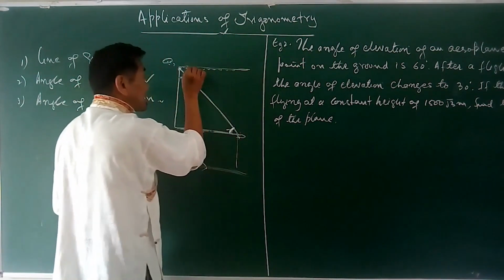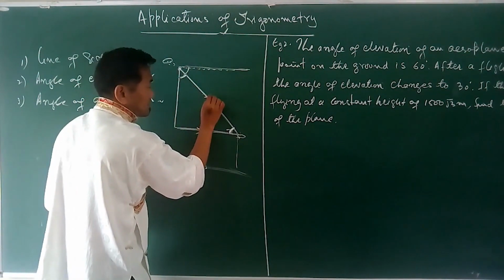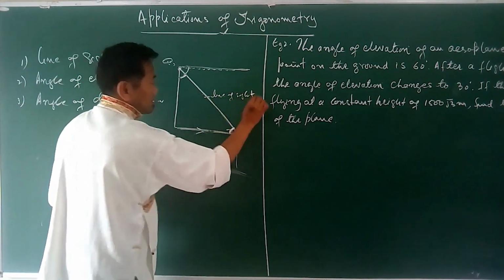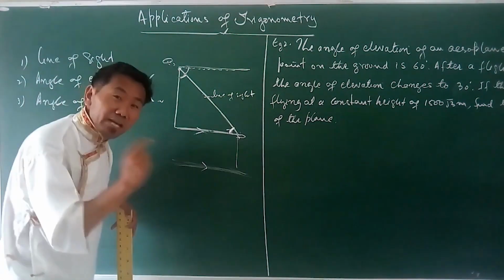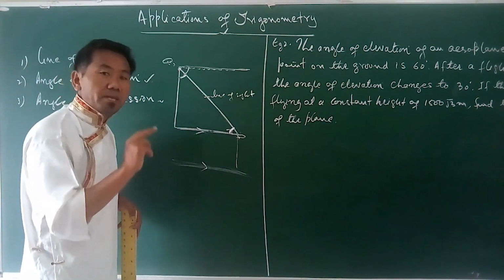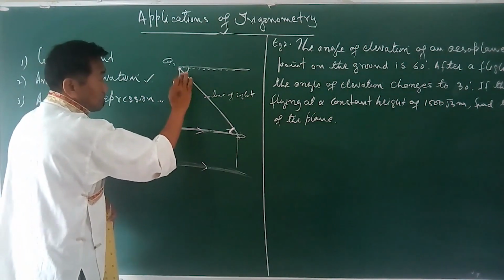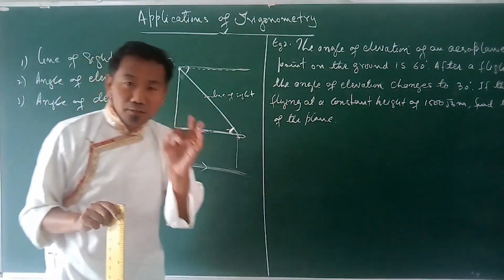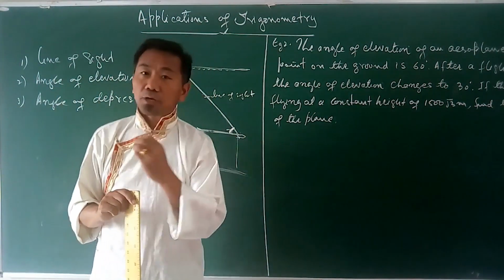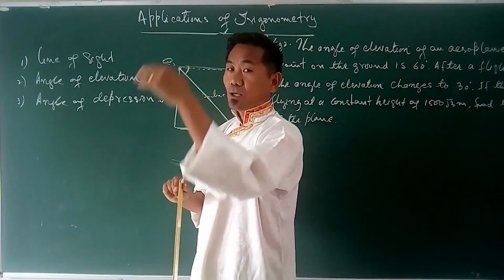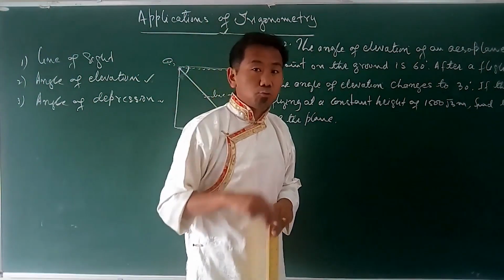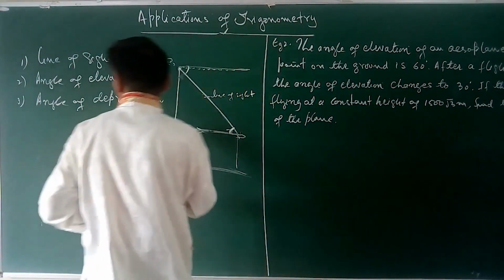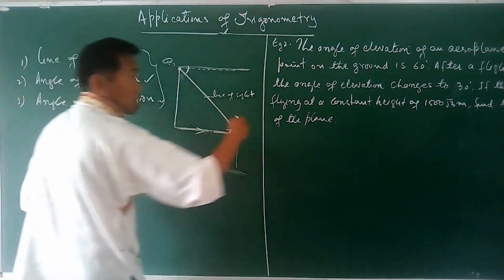So the line of sight is the line from the eye to the object. The angle between the line of sight and the horizontal is the angle of elevation or the angle of depression. If you are looking upwards, then we call it the angle of elevation, and if you are looking downwards, we call it the angle of depression. So these are the three most important terms we use in the application.